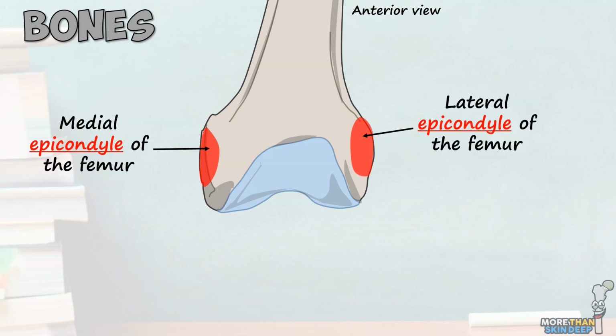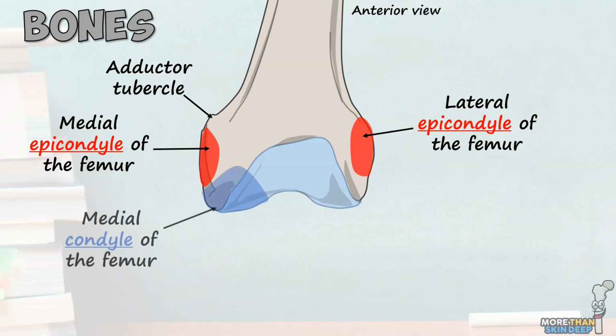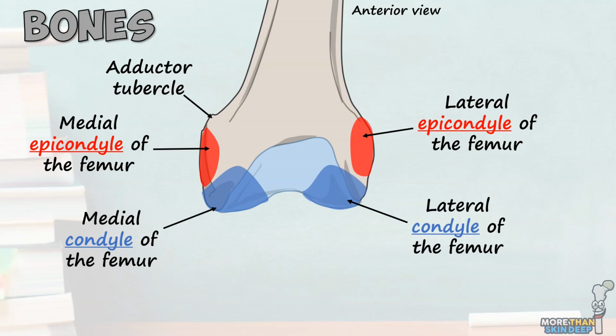Just above the medial epicondyle is another small protuberance known as the adductor tubercle, which is where the adductor magnus muscle inserts. The last two protuberances are the medial condyle, which sits here, and the lateral condyle, which sits here. The two condyles are lined with articular hyaline cartilage. The depression in the cartilage between these two condyles is known as the patellar surface, and it's where the patellofemoral articulation sits.